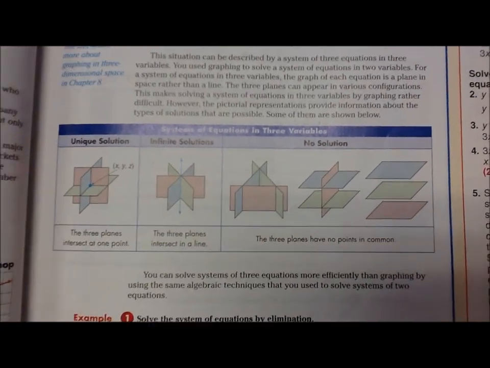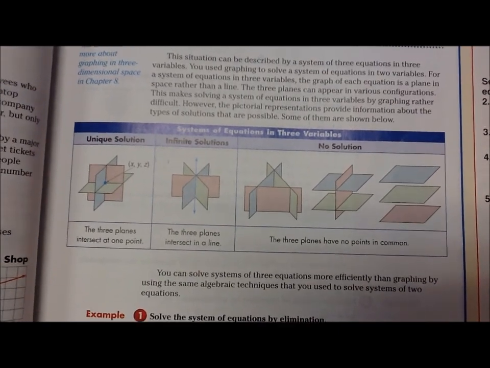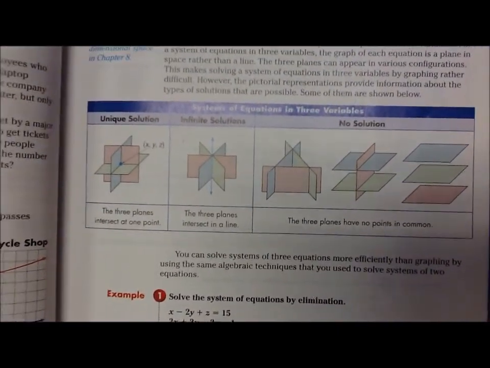Okay, so now that we looked at all the different possibilities we could have with a system of equations in three variables, we're going to look at an example together.